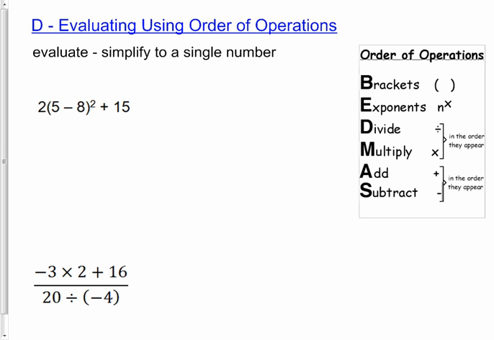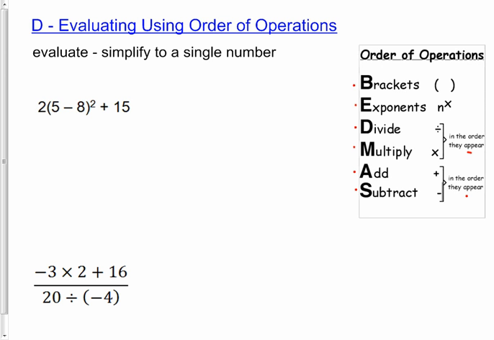We have our standard: do operations inside of brackets first, then we do any exponents that we have, then we do any division and multiplication in the order that they appear, and finally we do addition or subtraction, again, in the order that they appear. So let's take a look at an example here.